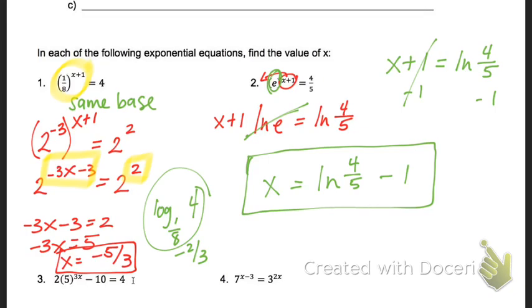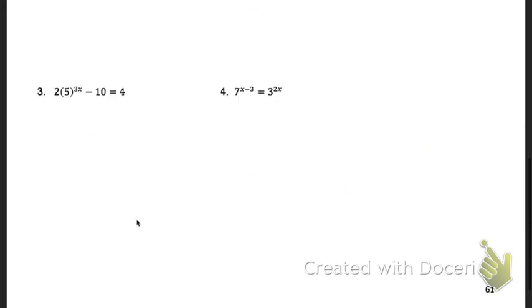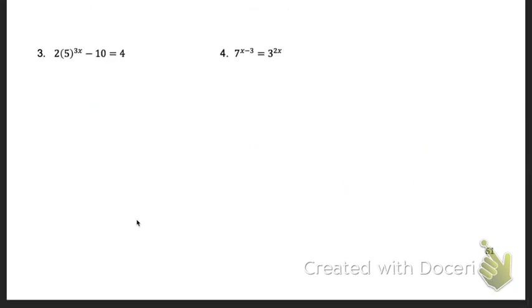All right, let's look at number 3. So my exponential term is not isolated, meaning I have to do a few things first. So PEMDAS backwards. What do I need to do first? Add 10.